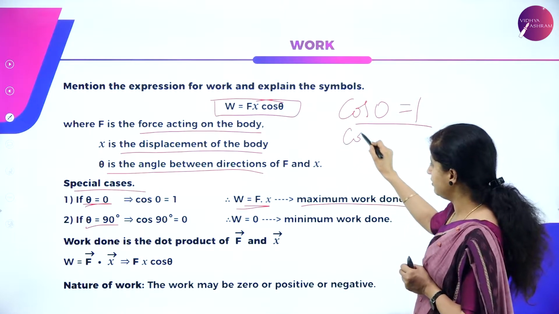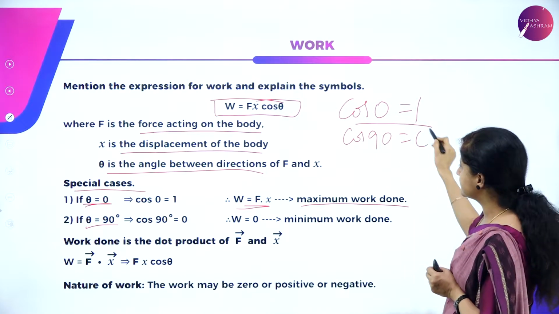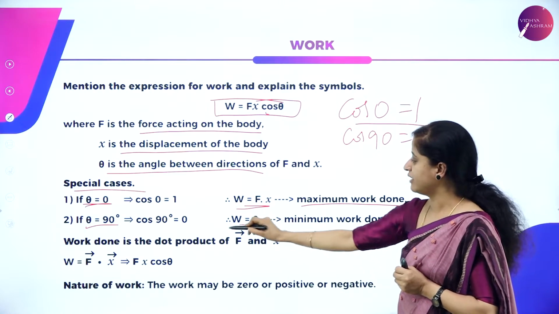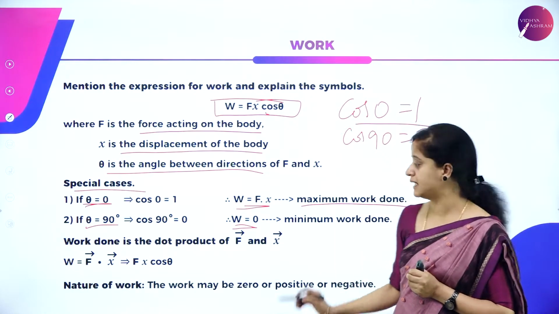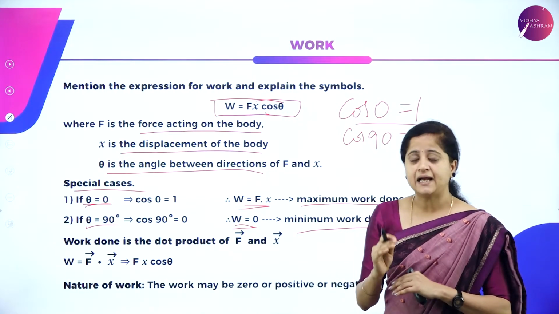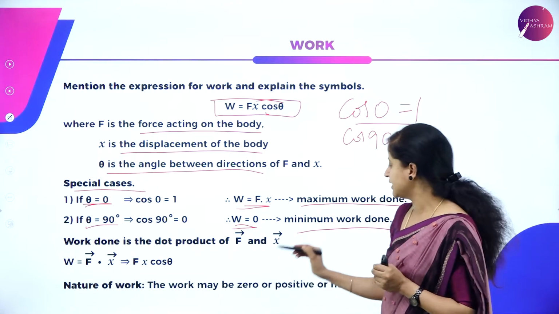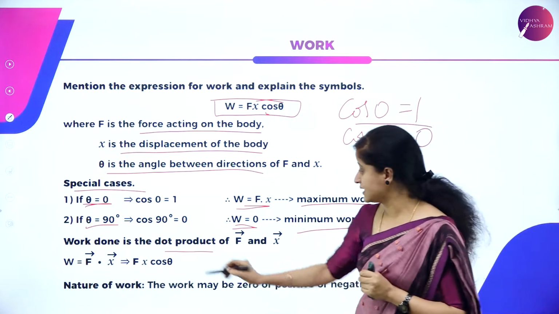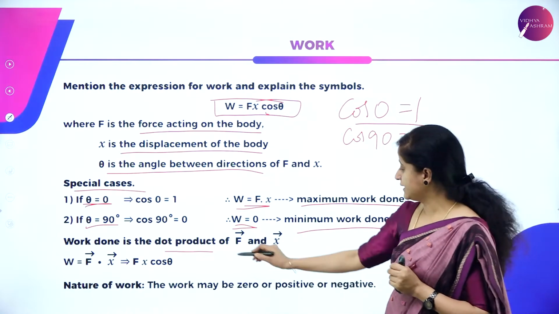So what is the value of cos 90? Cos 90 is 0. So this entire term will become 0 and the work done value we will get as 0, that is the minimum work done. So whenever there is a 90 degree angle between force and displacement, then we can say that the work done is minimum.